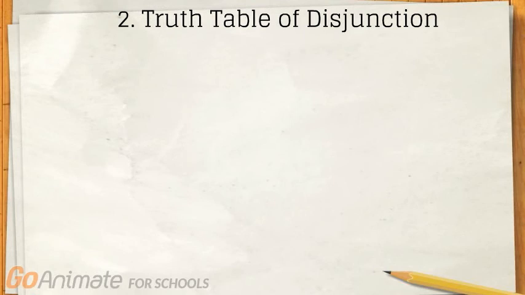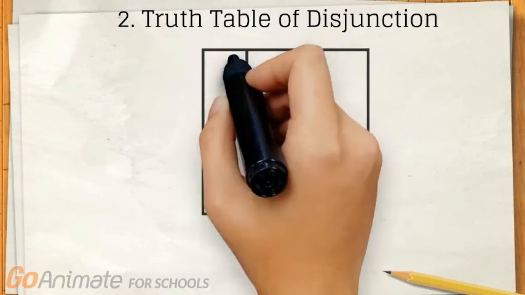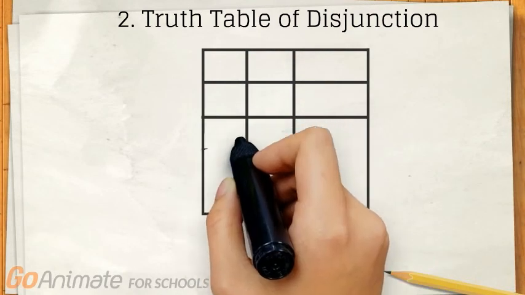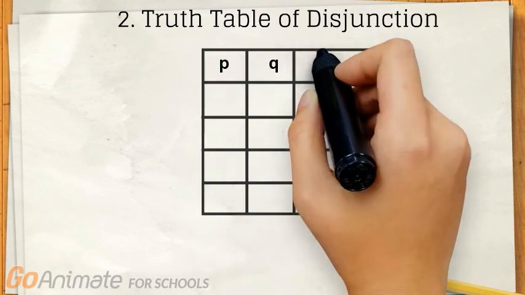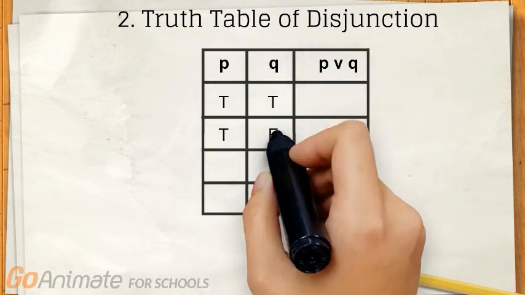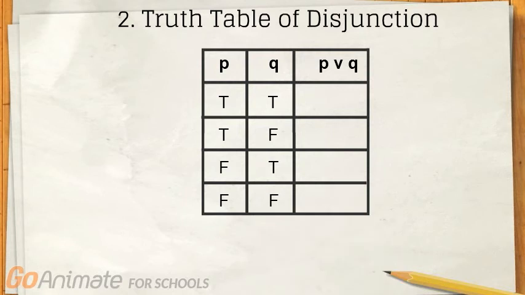Next is the truth table of disjunction, which is given by the following table. Try to complete the table from left to right, and fill up the values for the disjunction of P, Q in the truth table. Let's start with the first row. Here, when P is true and Q is true, the disjunction for these two variables is true.